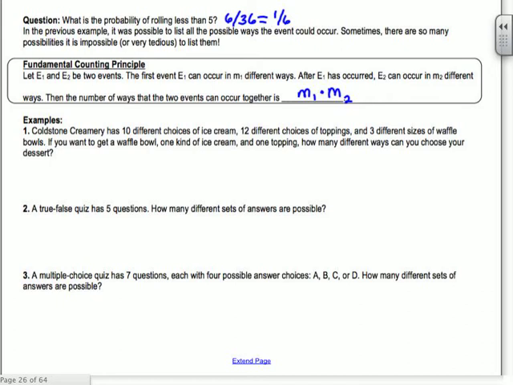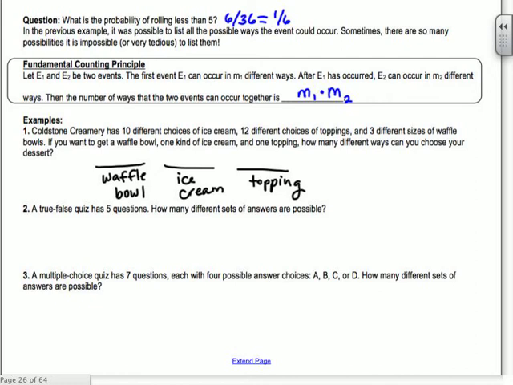Okay, so the first, I do slots. So I say, okay, this one's going to be the type of waffle bowl. And then after I select that, I'm going to select some kind of ice cream. And then I'm going to select a topping. So how many choices do I have for the type of waffle bowl? 3.